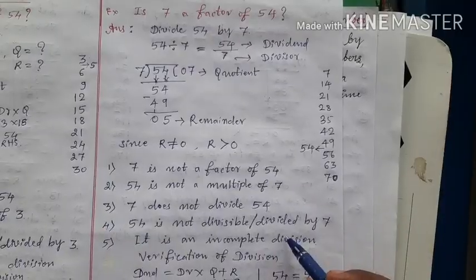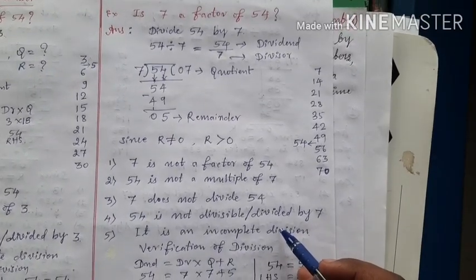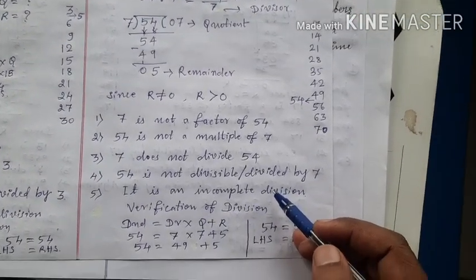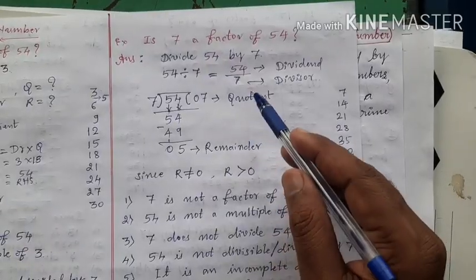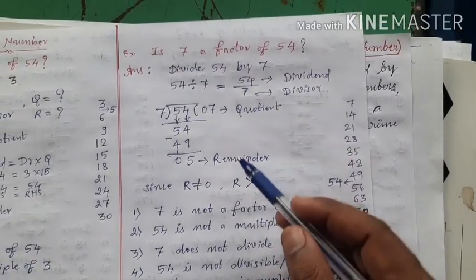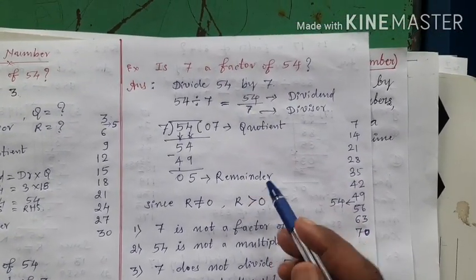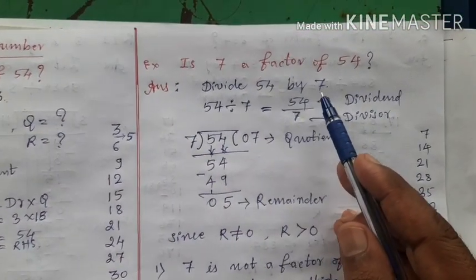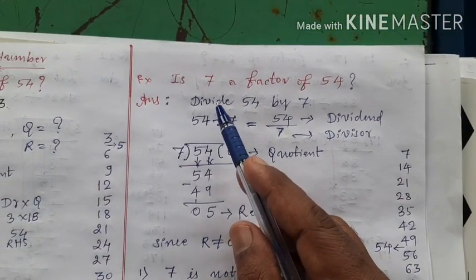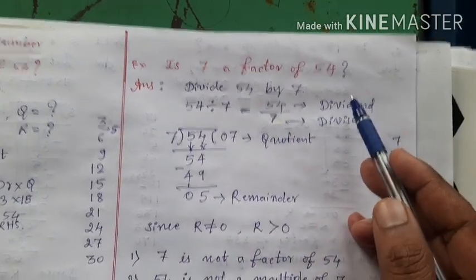Okay children, the quotient and remainder are 7 and 5 respectively. And in this example we can say 7 is a non-factor of 54.